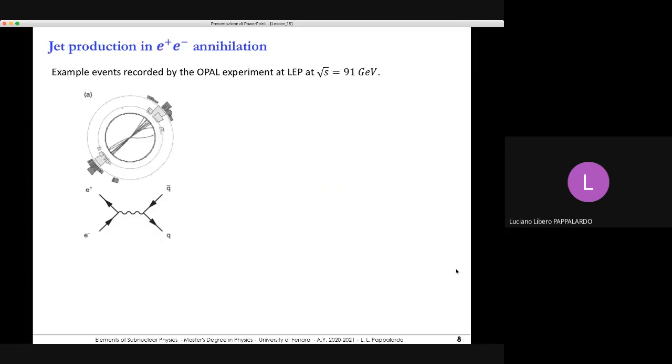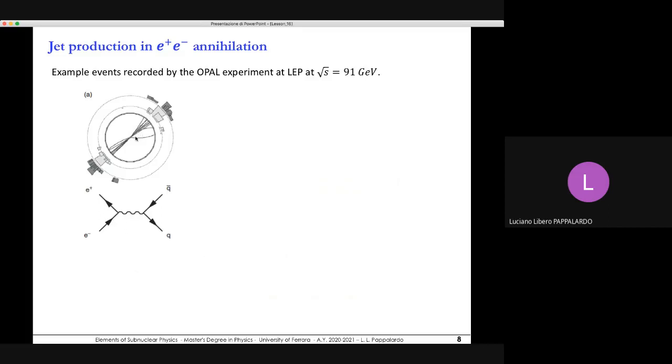Let me give you some examples now from the LEP experiments. OPAL was one of the 4 experiments of the LEP electron-positron collider at CERN with a center of mass energy of 91 GeV, so it was tuned to the mass of the Z0. So again, we have here an e+e- annihilation that goes into a quark-antiquark pair, and in fact, what was observed by the experiment was a back-to-back pair of jets of hadrons.